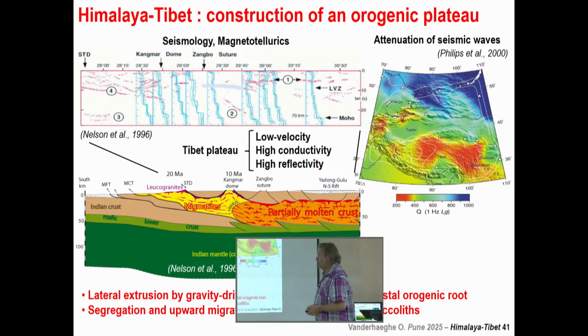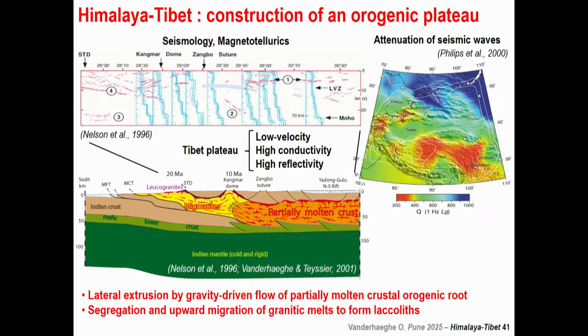So, lateral extrusion: what is the main driving force? Not tectonics, not plate tectonics. It's gravity-driven flow of partially molten crust, the crustal root. And during that process, there is segregation of melt to form plutonic magmas that are going to form plutons on top.